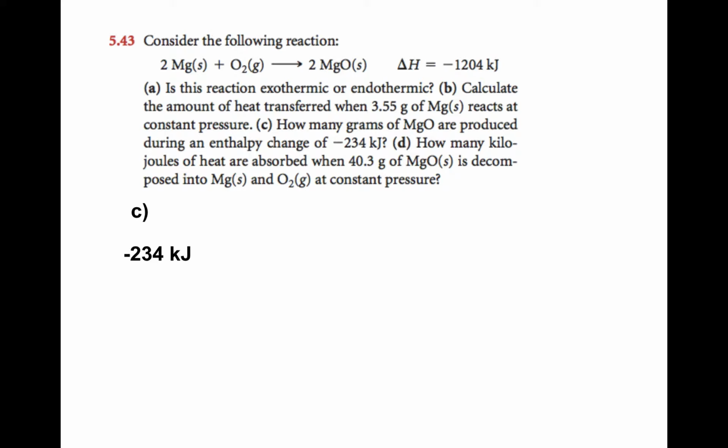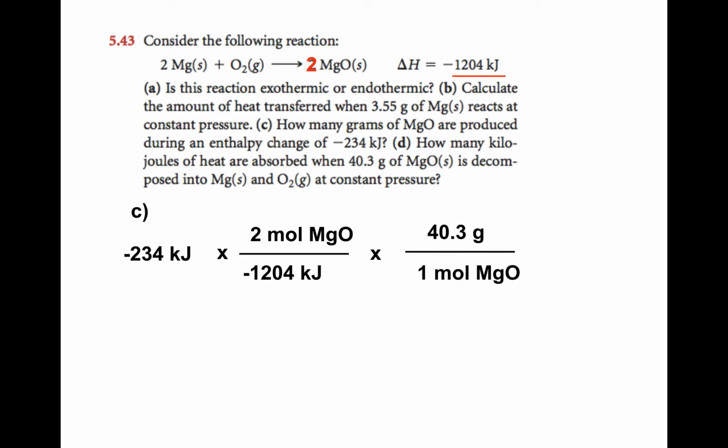All right, part C. How many grams of magnesium oxide are produced when you release only 234 kilojoules? All right, so we'll go in reverse. We have the amount of heat released, so how many grams does that represent? So again, we go to the thermochemical equation for the conversion factor. For every 2 moles of magnesium oxide made, you're releasing 1,204 kilojoules. So this gives me a way to convert from kilojoules to moles of the product in this case, and I can use the molar mass of magnesium oxide to convert to grams.